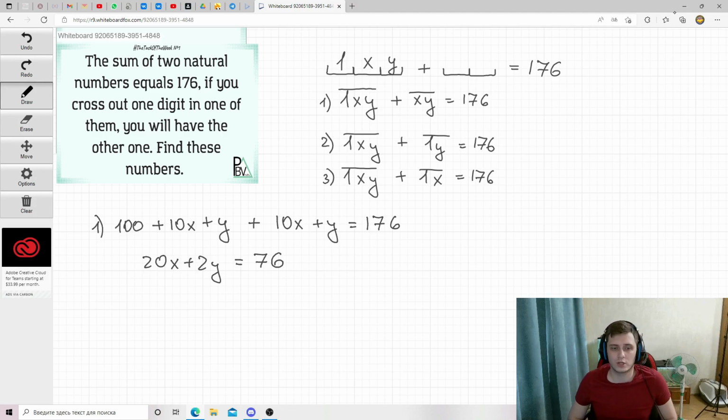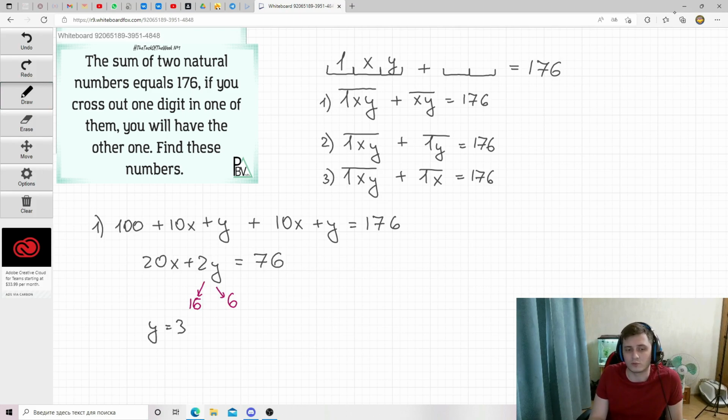Now let's try to speculate. Obviously, 2y represents the ones digit, because x is multiplied by 20, and therefore this combination will never be a one-digit number. So 2y can equal either 6 or 16. It can be more, because 2y is not a digit and can be more than 9. In case y equals 3, because 2y equals 6, we have the equation 20x equals 70. There is no digit that can be multiplied by 20 and equal 70, so this option is not suitable. In case y equals 8, we have the equation 20x equals 60. So we can divide by 20, and we can see that x in this case equals 3.